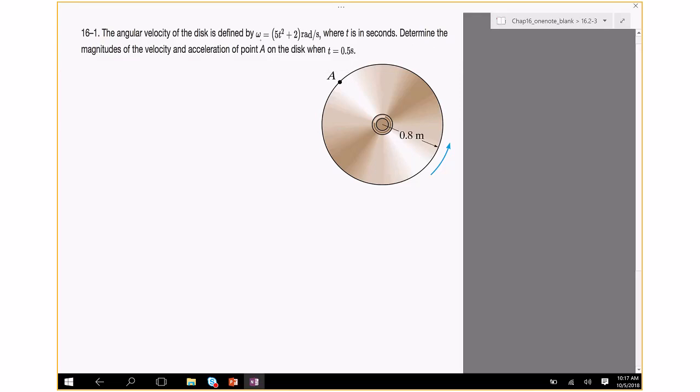The angular velocity of the disk is omega equals 5t squared plus 2, where t is in seconds. Determine the magnitude of the velocity and acceleration of point A on the disk when the time is 0.5 seconds. So they said A would have an acceleration normal and it'll have an acceleration in the tangential direction. Also, the velocity is only going to be in the tangential direction, right? It is A N, I'm sorry about that.